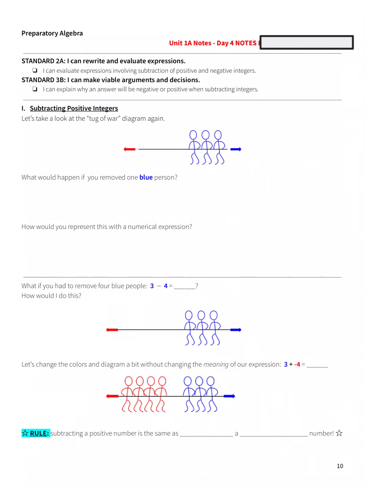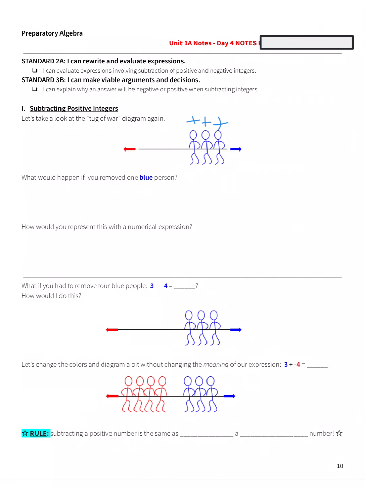So let's look first at this. We have another little game of tug of war, tug of rope, whatever you want to call it. And we have three blue people, okay? Remember, blues represent our positive numbers. So we got positive 3, okay? Now, what would happen if you removed one blue person?